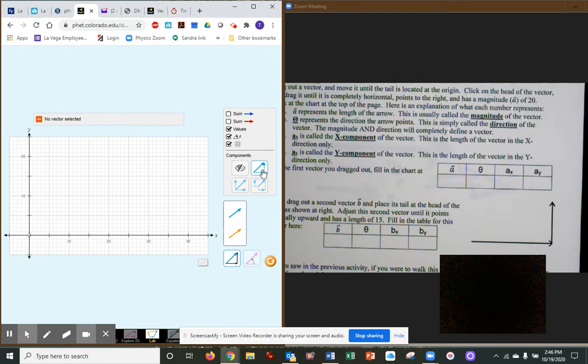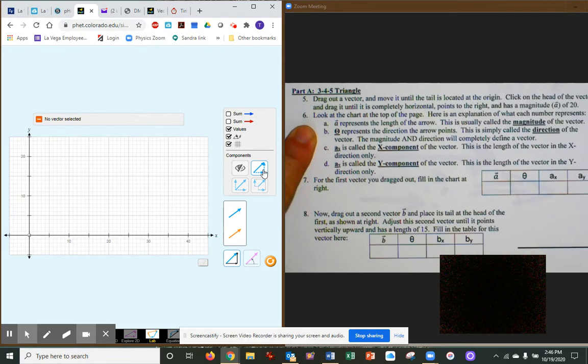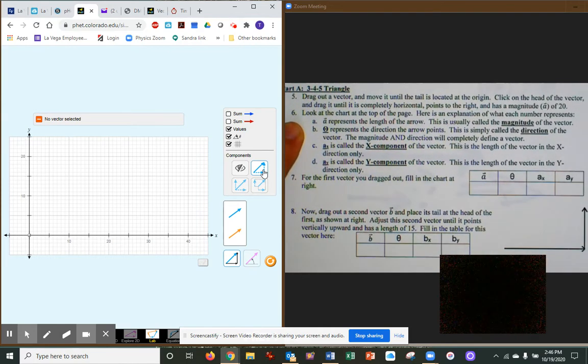So the first thing we're going to do, I'm on number 5. Drag out a vector and move it until the tail is located on the origin. So grab a vector, move it over here, and put the tail on the origin. Click on the head of the vector and drag it until it is completely horizontal, points to the right, and has a magnitude of 20. So go ahead and do that, and it should look like this.